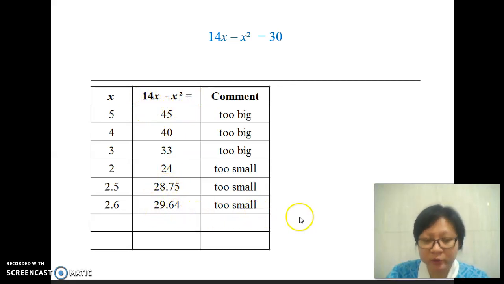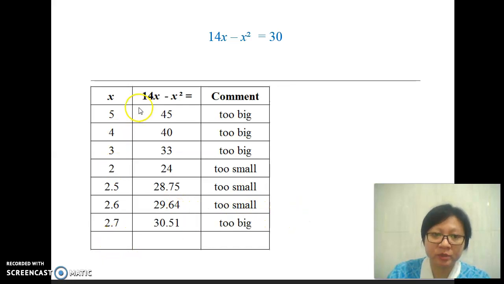Too small. Increase again. 2.7. Okay. 14 times 2.7 minus 2.7 squared equals 30.51. It's too big. Now you have two values. 2.6 is too small. 2.7 is too big. Okay. You have to find the middle value between 2.6 and 2.7. The middle value is 2.65.